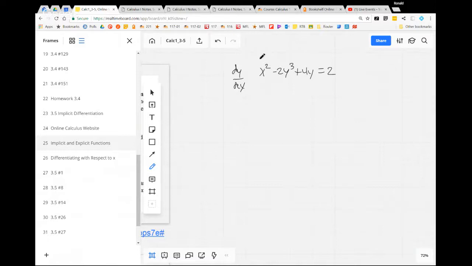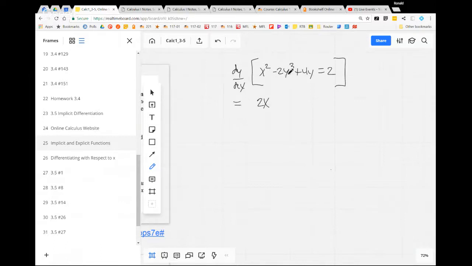So what you could do is let's take the derivative of the whole equation. So we put the whole thing in braces and we say, let's differentiate. And when you differentiate, what do you do with an equal sign? You leave the equal sign be, but you'll see, all of that's pretty straightforward. The derivative of x squared, we already know what that is. That's 2x.